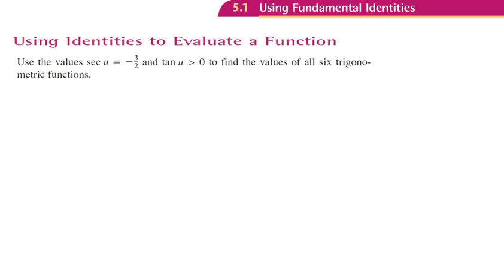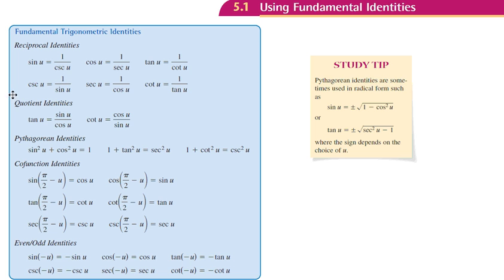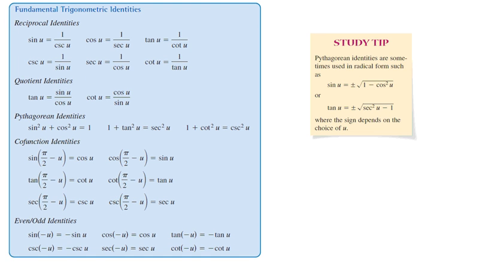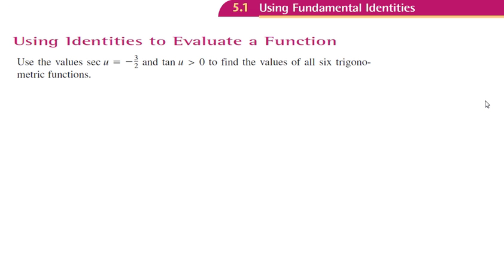And so let me just turn real quick to a page that has all the identities. I think you have all these written down already, but if not, you might want to pause it right here and go ahead and copy down all these identities. We're going to be using these repeatedly in chapter 5, proving identities and using identities to solve trig functions and so forth. So have this all written down, and we're going to use that in the following problems.